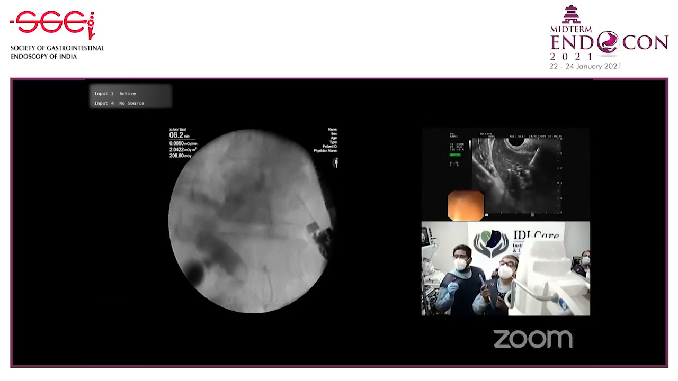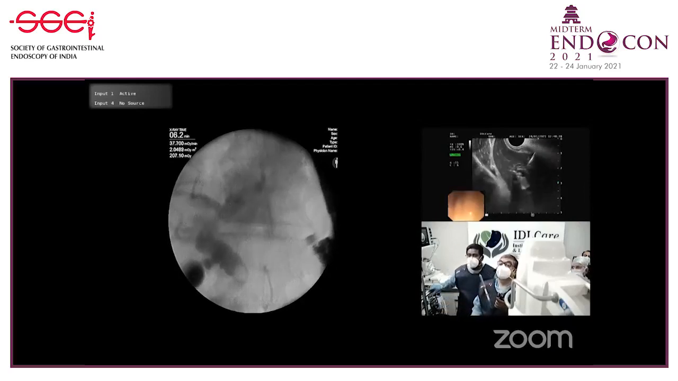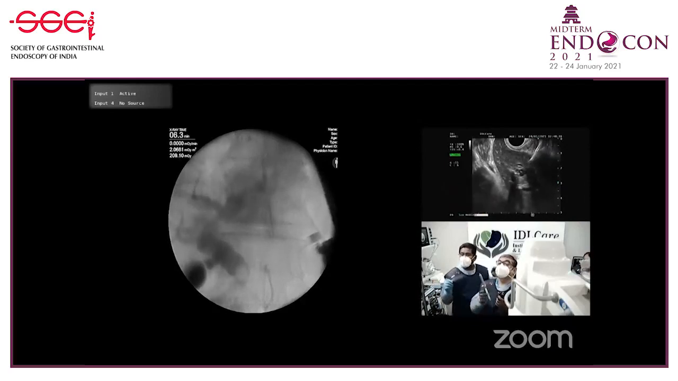You see? I have to see that the needle is there or it has moved, because there are all the time respiratory movements.